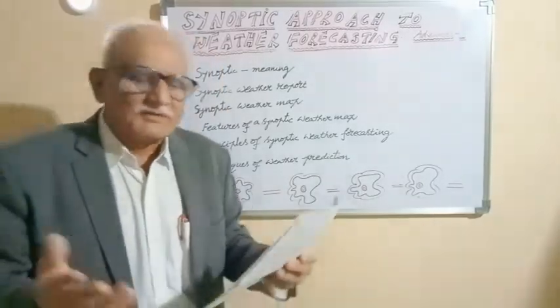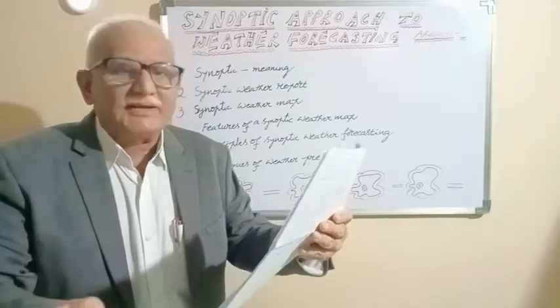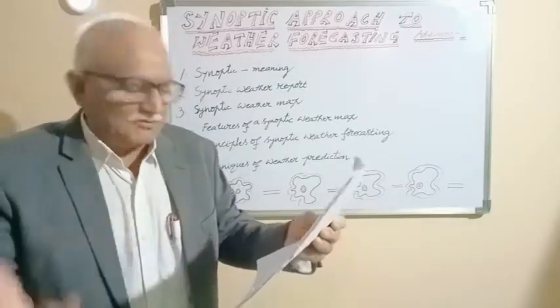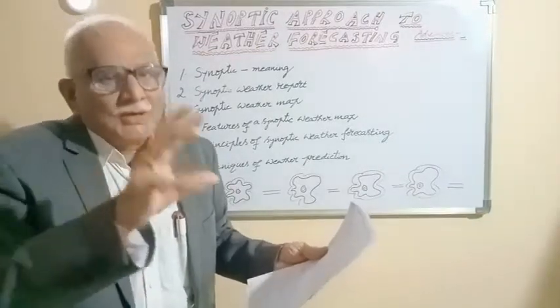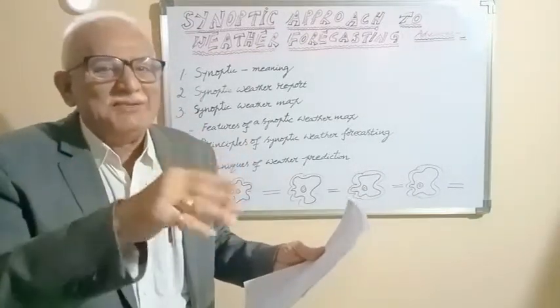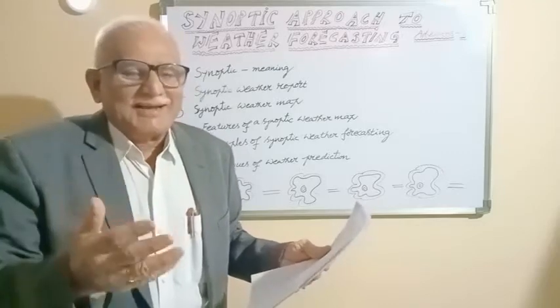What are the features of a synoptic weather map? Local and regional weather observations are taken approximately from 1500 to 2500 kilometers. The synoptic map shows low and high. L means low, high means high. A low pressure, I have told.